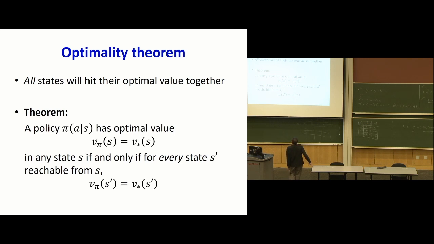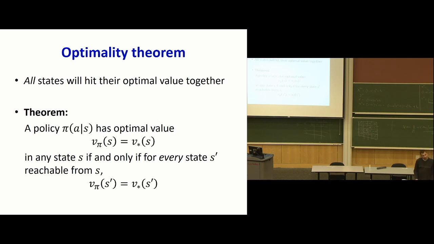So, this means a policy has an optimal value in any state if and only if for every other state reachable from that state, the value is also optimal. Both of these statements are basically saying the same thing. As you keep going through the policy iterations, you find a policy. Based on it, you find values. Based on those values, you find a policy. Based on that policy, you find values. You keep going through this, right?